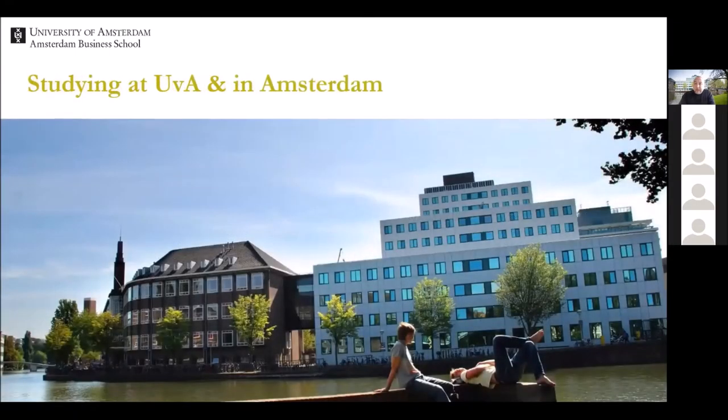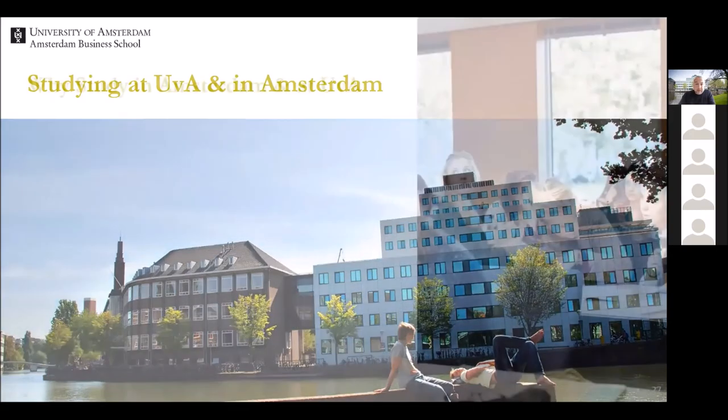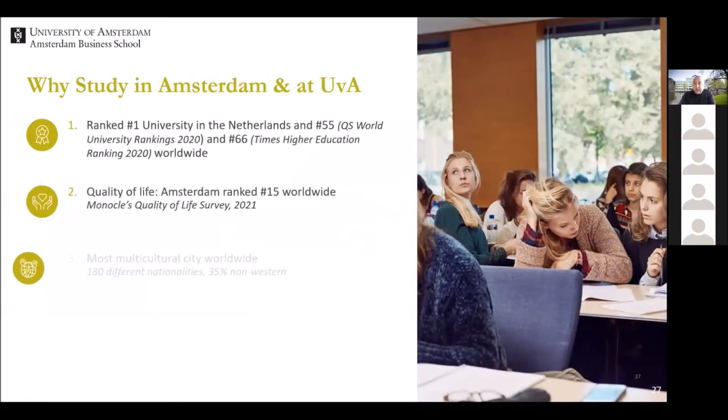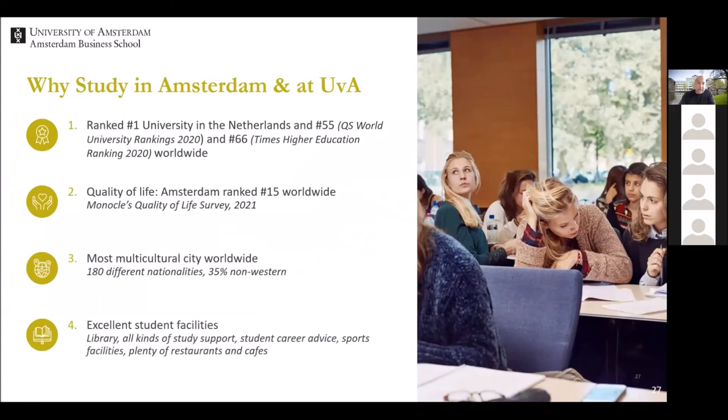A few words on studying at UvA, in Amsterdam and in the Netherlands. Why study at UvA or particularly in Amsterdam? Of course, there are many rankings, but according to many of them, we are ranked as the number one university in the Netherlands. Here are two examples, from the QS World University Rankings and the Times Higher Education Ranking, especially in this field. We have very good rankings also globally: number 55 in the world and number 66 in the world, according to two different rankings, while being number one in the Netherlands.